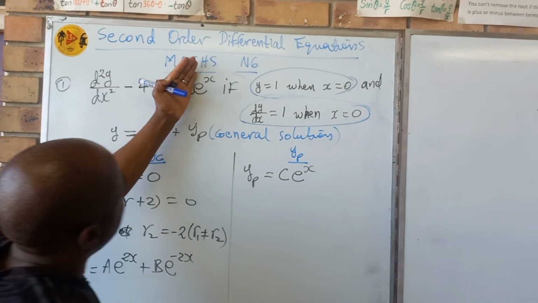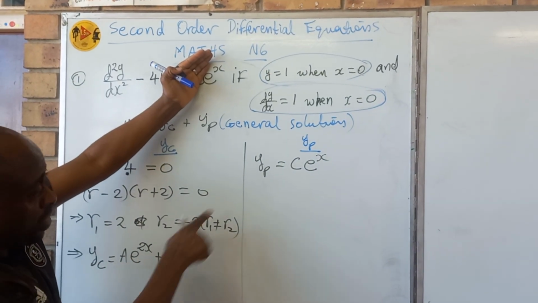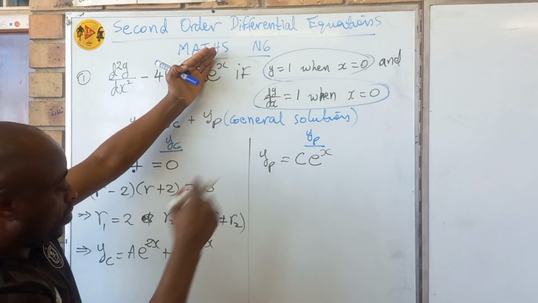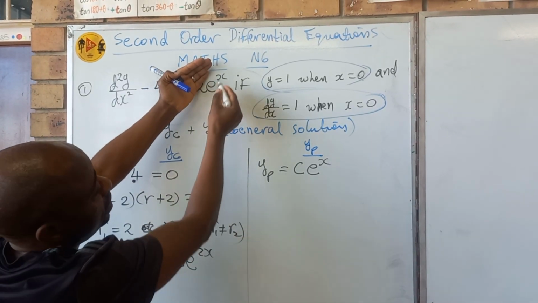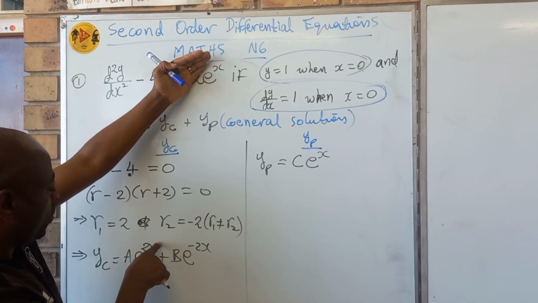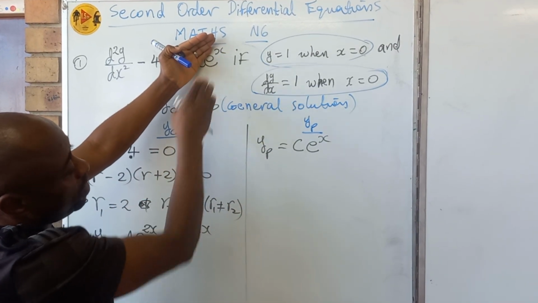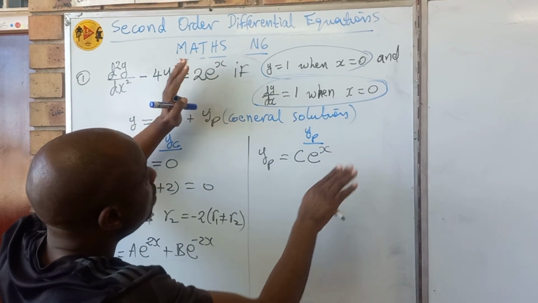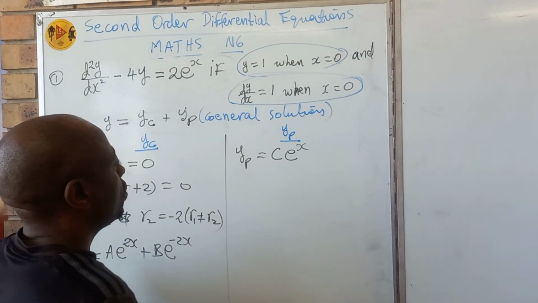But if this exponential is already appearing in yc, then my choice will not be that one. We'll look at that type of problem later. So the first thing I check is whether my exponential is appearing there. You see here we have e to the power 2x, e to the power negative 2x. It's different from that. Once it's not the same, then my yp is simple. I just take a constant multiplied by an exponential.